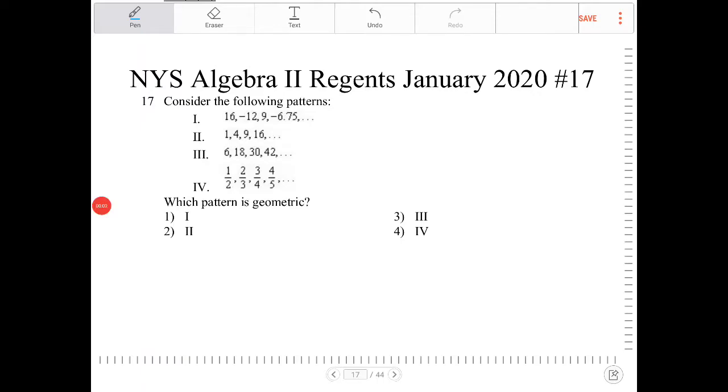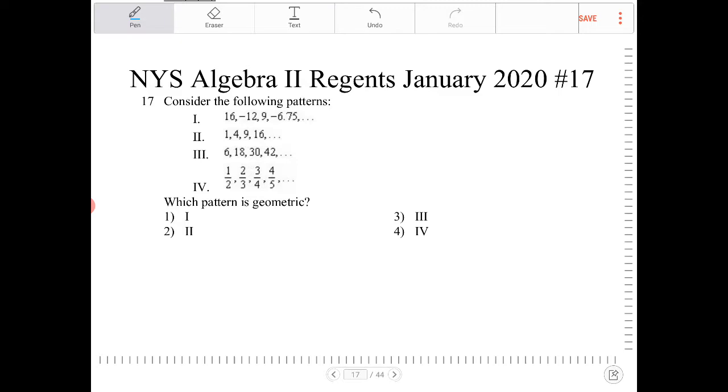Consider the following patterns. I'm giving 4 sequences: 1, 2, 3, and 4 there. And the question is, which pattern is geometric? So we have to understand what makes something geometric versus arithmetic versus some other thing, okay?